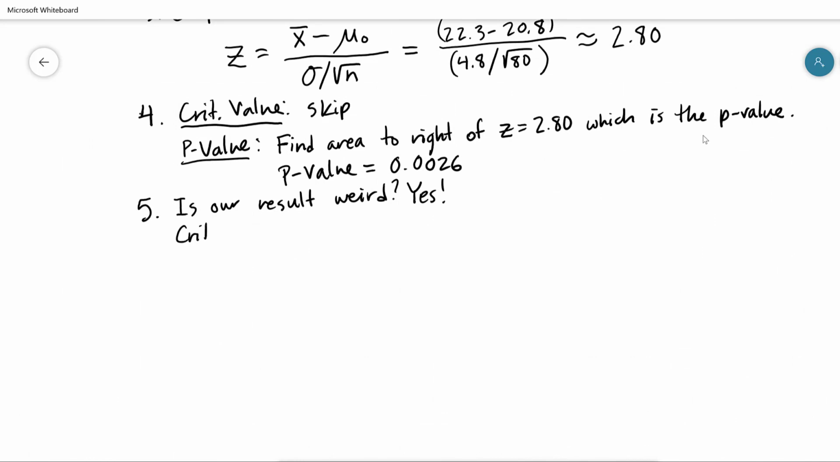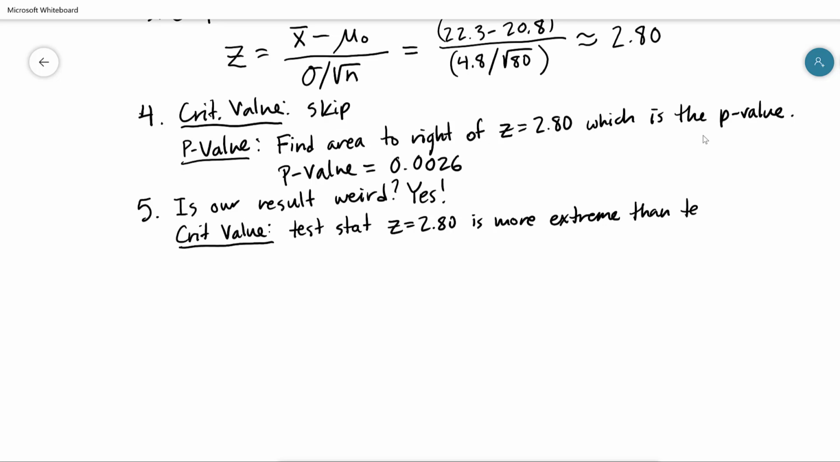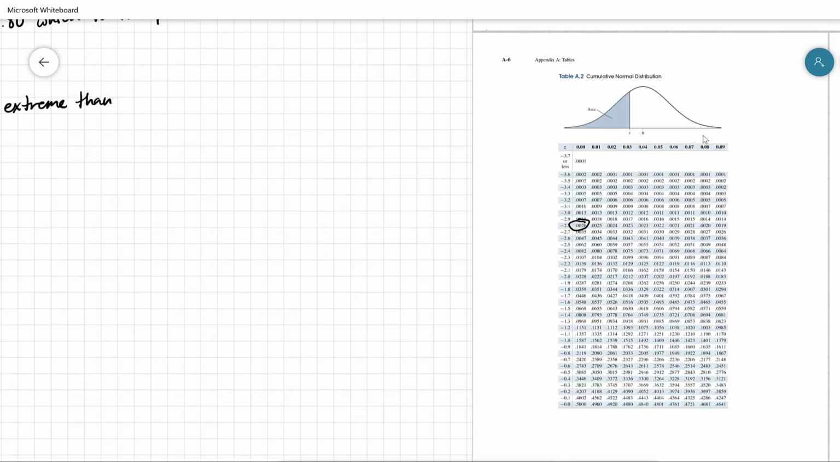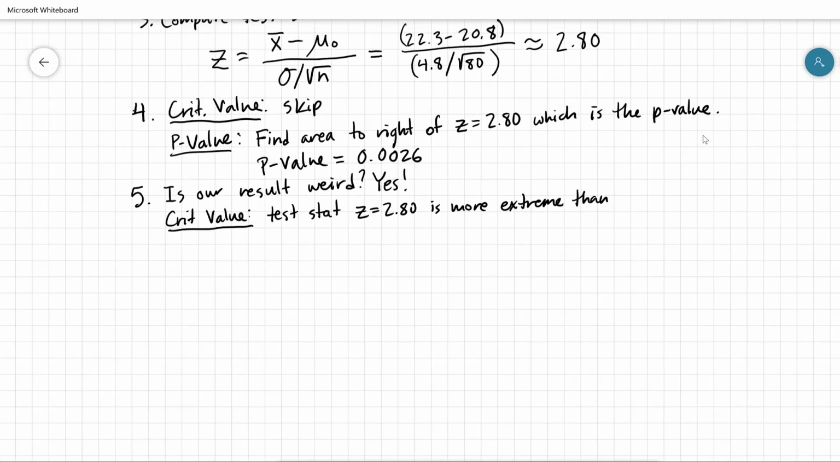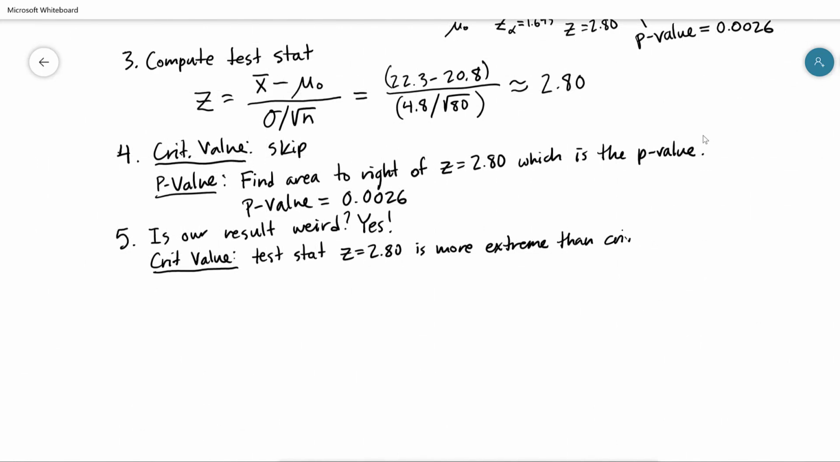We know it's weird because according to the critical value method, the test statistic, which was z equals 2.80, is more extreme than the critical value, which was z sub alpha equals 1.645. So there's the criteria that we're using if we're talking about the critical value.